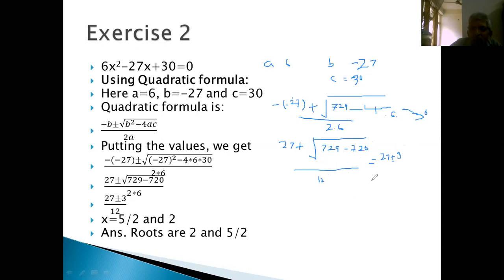So I get 27 plus minus 3 divided by 12, from which I'll get either 30 by 12, and the second value I'll get 24 by 12. 27 minus 3 by 12 is 24 by 12. 27 plus 3 is 30. 27 plus 3 by 12 makes it 5 by 2, and this makes it 2. So we got two roots, 5 by 2 and 2, and I leave it to you to cross check also.